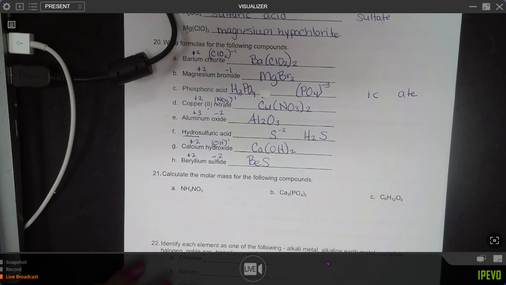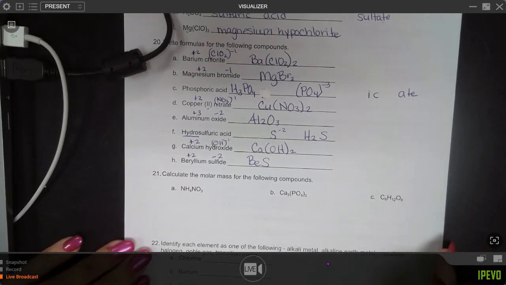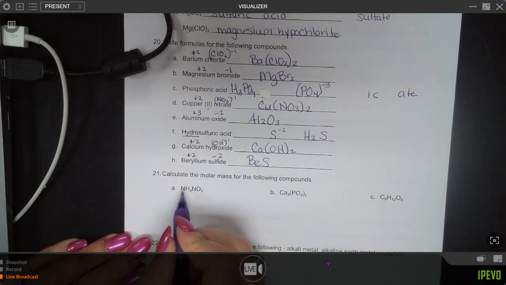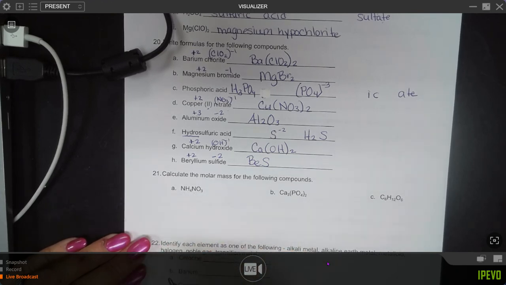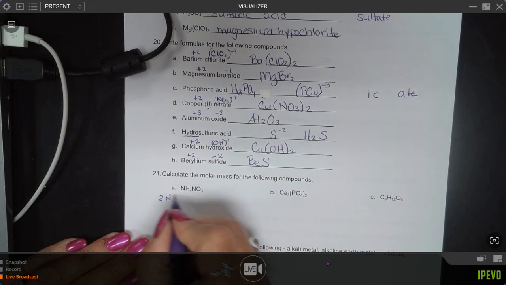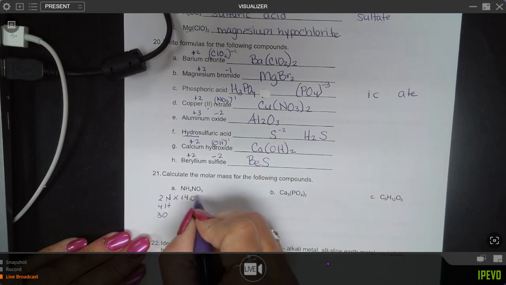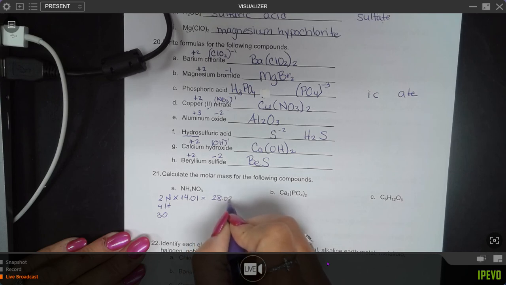So I'm going to start with the middle of page 5, calculating molar mass. You guys are pros at this, so I'm going to go through it relatively quickly. As you know, you look at the periodic table, you count the number of each element you have, and add them all together. So ammonium nitrate, I have 2 nitrogens, 4 hydrogens, and 3 oxygen. Nitrogen is 14.01, so that is 28.02.